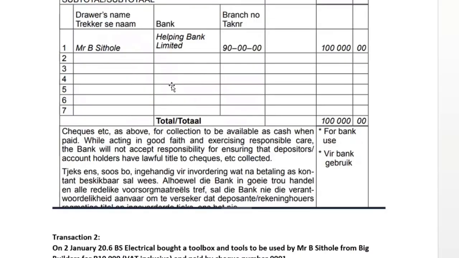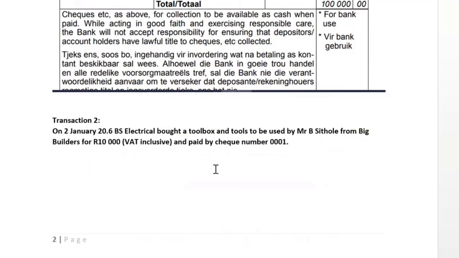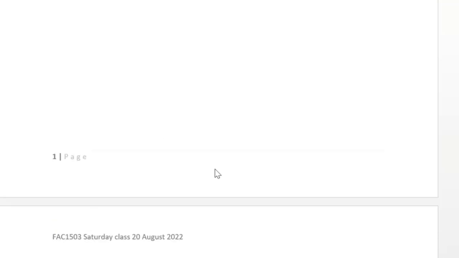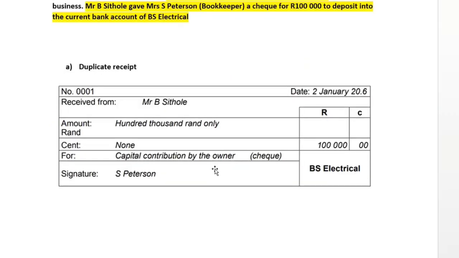Okay, so let's do transaction number 2. On the 2nd of January 2006, BS Electrical bought a toolbox and tools to be used by Mr. BC Tole from Big Builders for 10,000, VAT inclusive, and paid by check number 001. Guys, I want to ask you about transaction number 1. Is that an internal source document or an external source document?